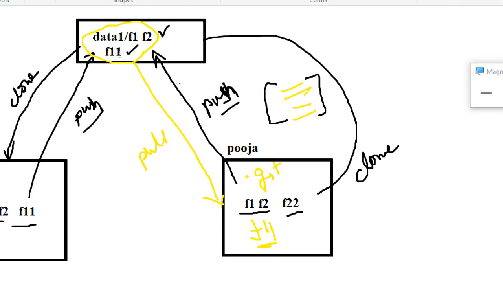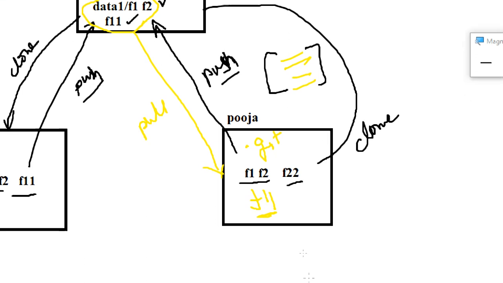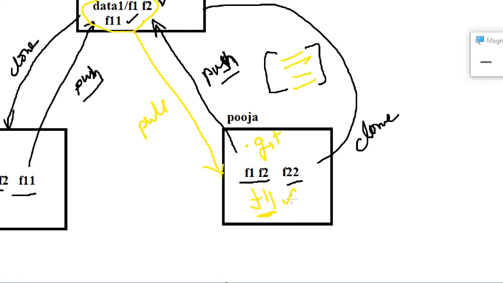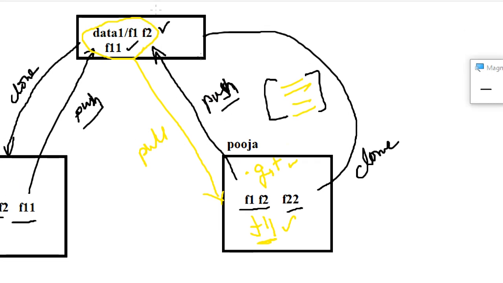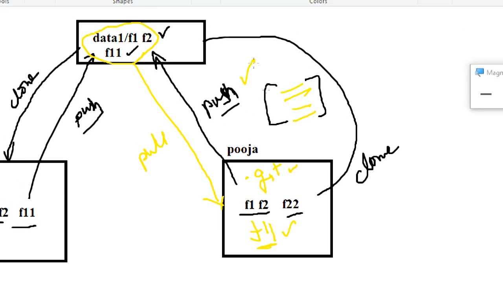So pull the configuration, then this f11 file will show here and your local git will be updated, and again you have to do commit and then push it. Again you have to do pushing, so you have to pull the configuration then push it. If you got an error in a push, please check it once more. In this scenario, it's very simple: pull it and push it, that's it.